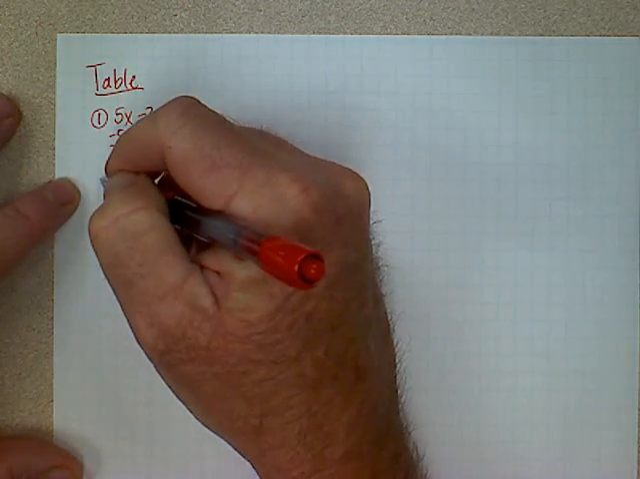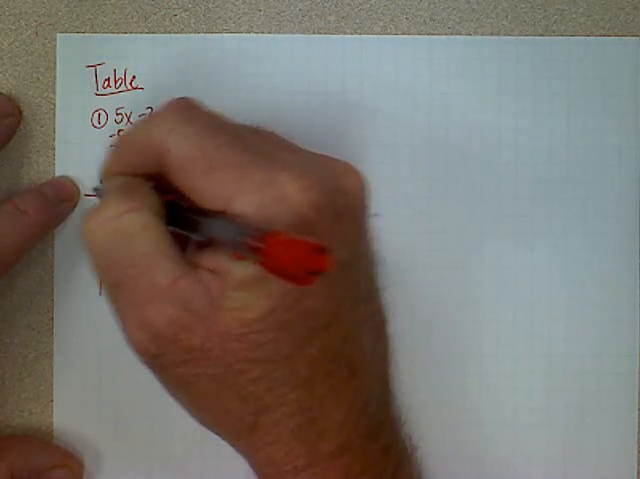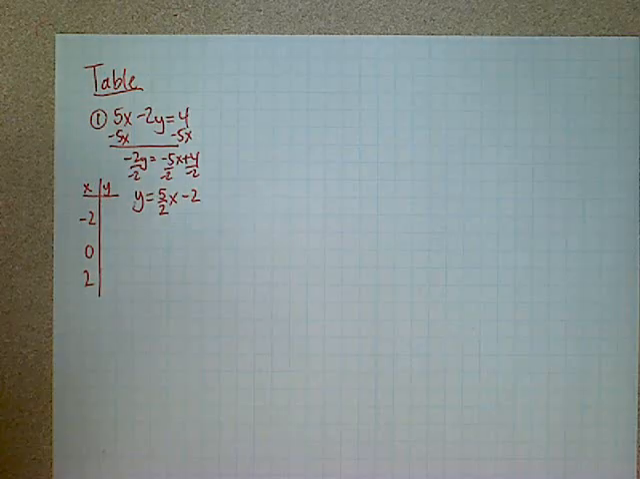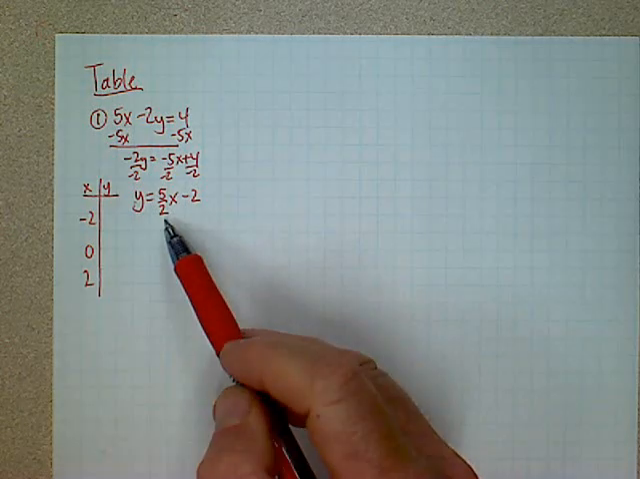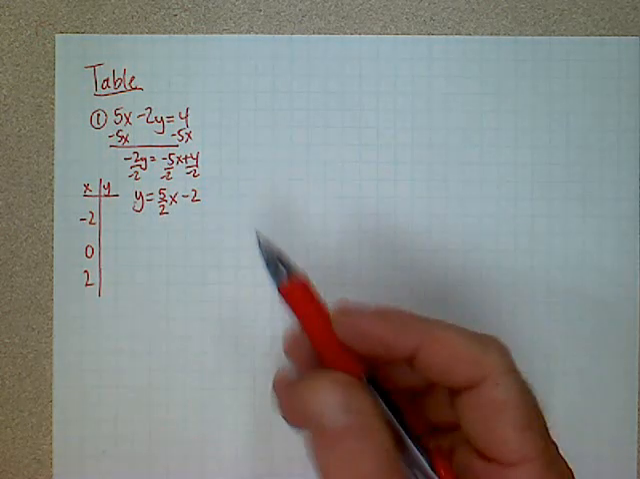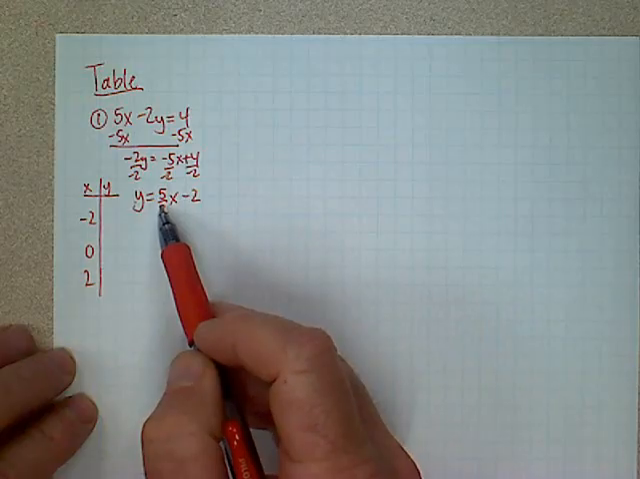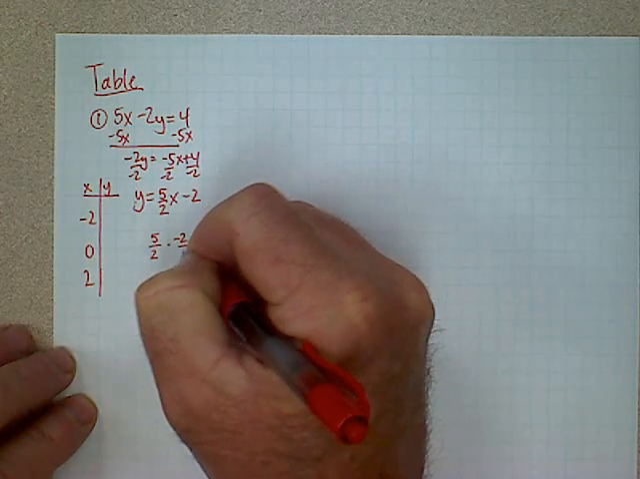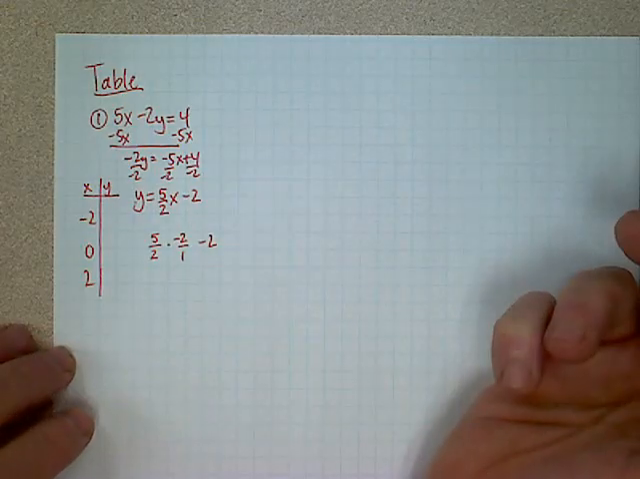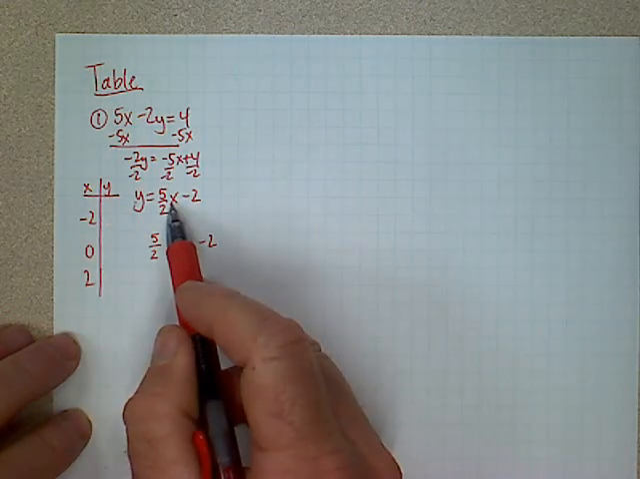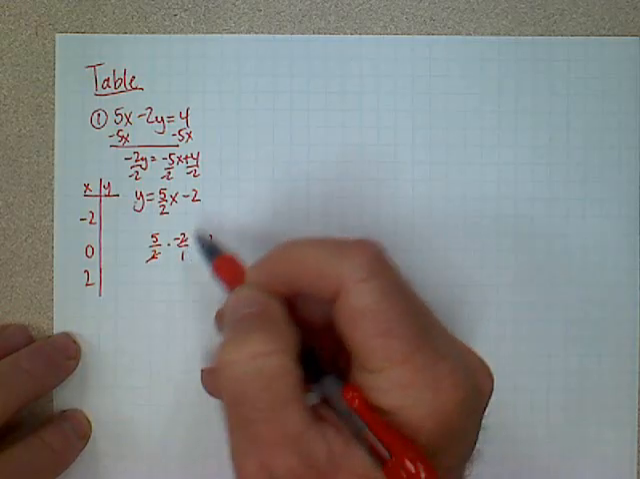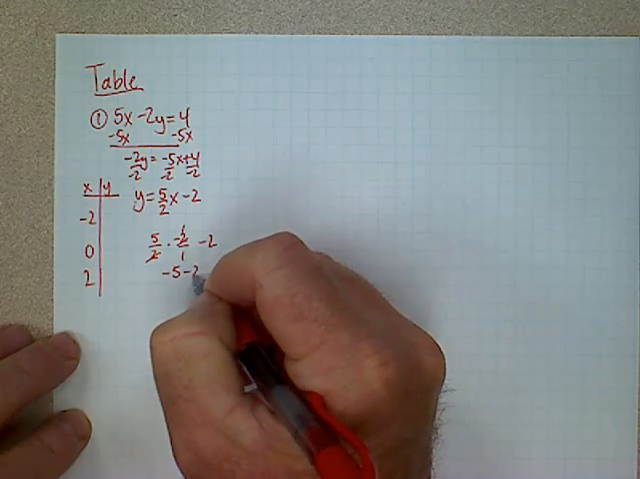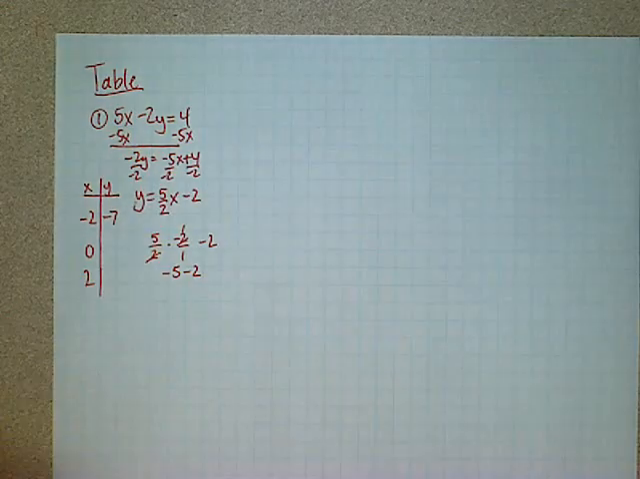So in our table, we are going to use the numbers negative 2, 0, and 2. And the reason for that is because of the denominator being 2, things will cross cancel. So you're going to plug in your negative 2. You're going to have 5 over 2 times negative 2 over 1, then subtract 2. Just putting that in for x. Your 2's will cross cancel out. That becomes a 1. And you'll have negative 5 minus 2, which is negative 7.